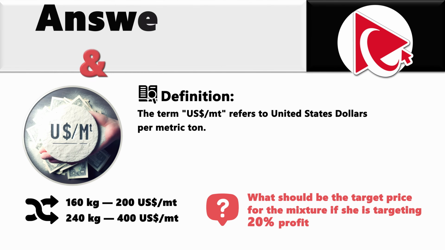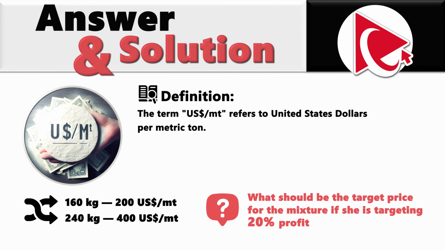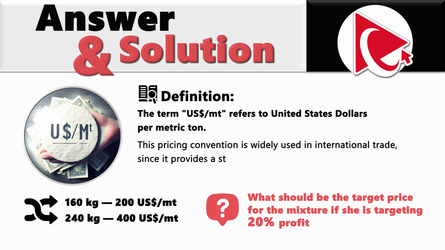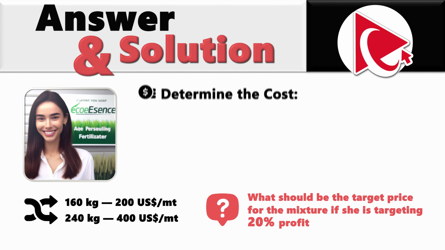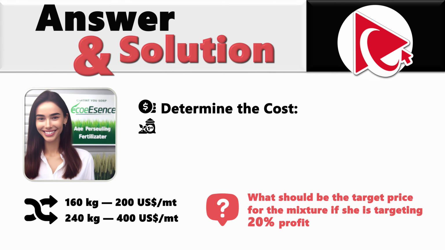Let's start by looking at the term US dollar per MT, which refers to United States dollar per metric ton. This is the pricing convention which is widely used in international trade since it provides a standardized and easily comparable measure for the cost of fertilizer on a weighted basis. Once we understand what we're dealing with here, our first step would be to determine the cost. For the first fertilizer, the cost would be 160 kilograms multiplied by 200 divided by metric ton, which is 1,000 kilograms, which would be equal to $32.